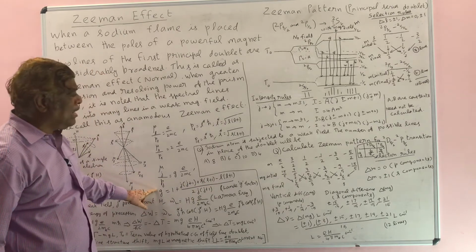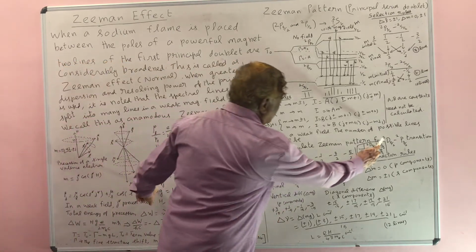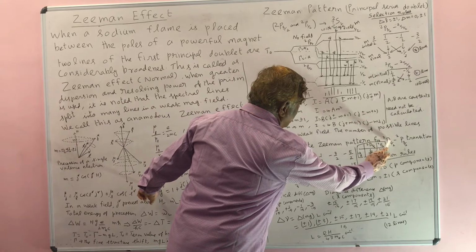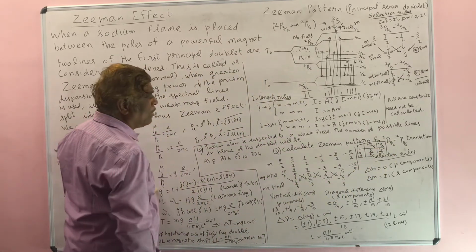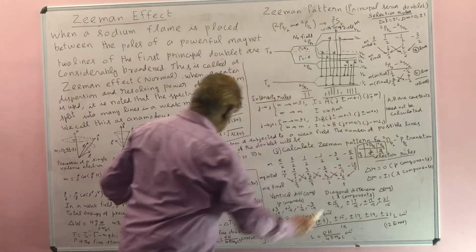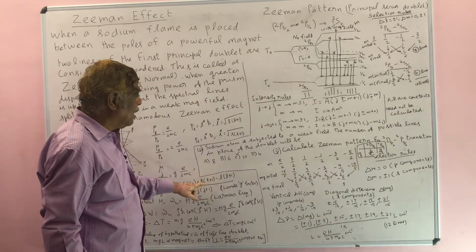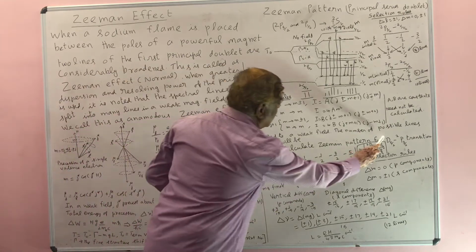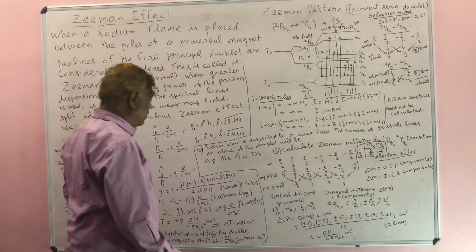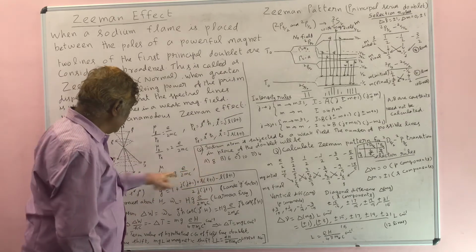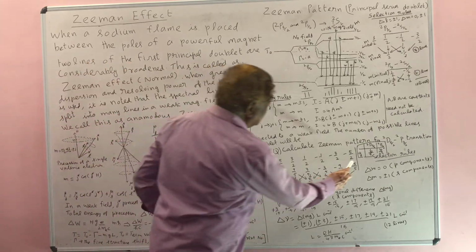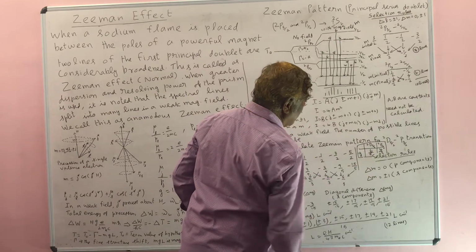So you take this expression, and for 2D 5 by 2, what is J? J is equal to 5 by 2. So in this expression we have to put J is equal to 5 by 2. This is a D state, so L is equal to 2 and S is equal to half, because the multiplicity is 2S plus 1 equal to 2. So you have to substitute S is equal to half. If you do this, the value of g is calculated as 6 by 5.